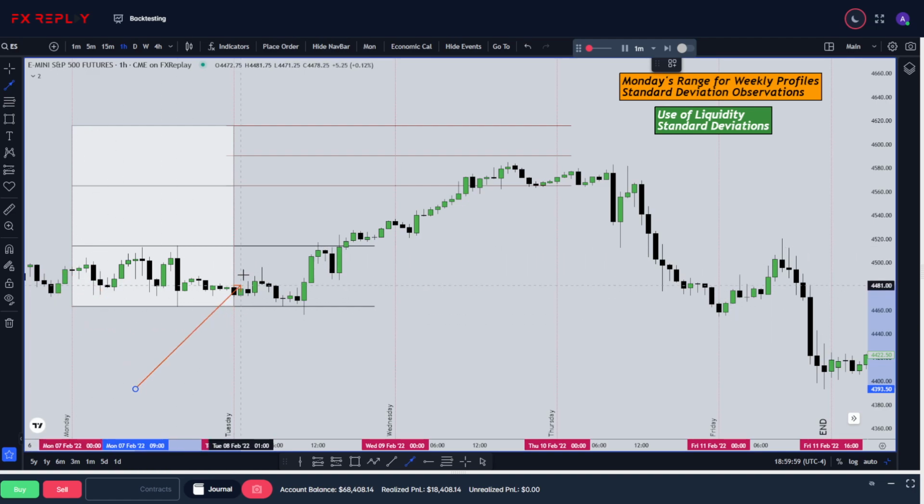So Monday creates a consolidation, and this is absent of any news event, but just looking at how liquidity is used and then standard deviations. I really like 1, 2, and 3 standard deviations off of Monday's range. If Monday was a fairly large range, respective to say the average daily range, then I'll be looking at 1 standard deviation. If it's a small consolidation, then I'm looking for 2 to 3 standard deviations.